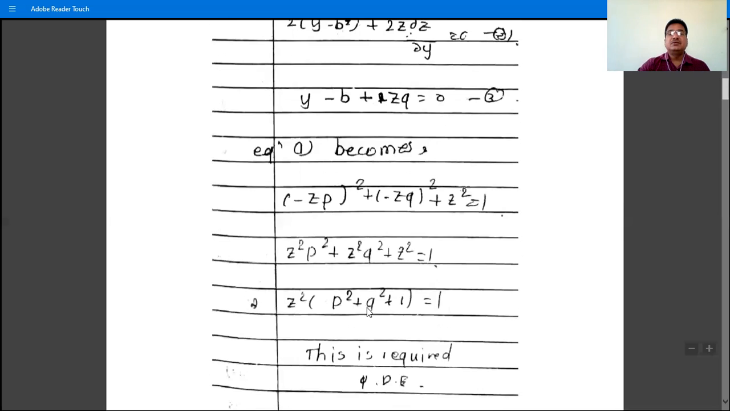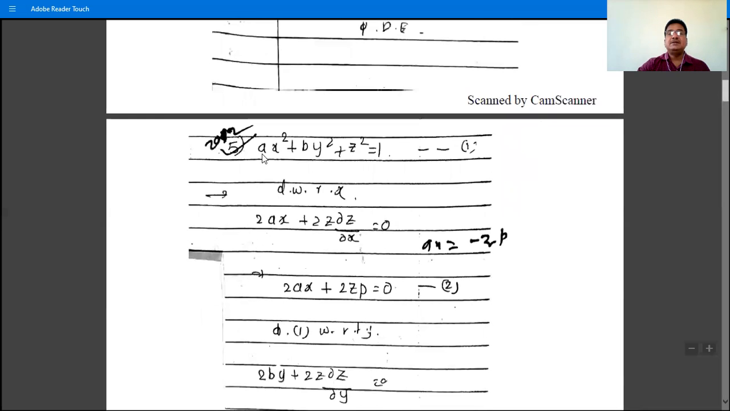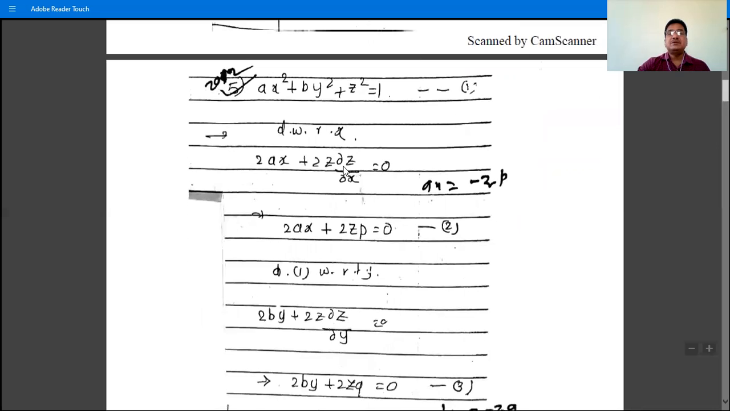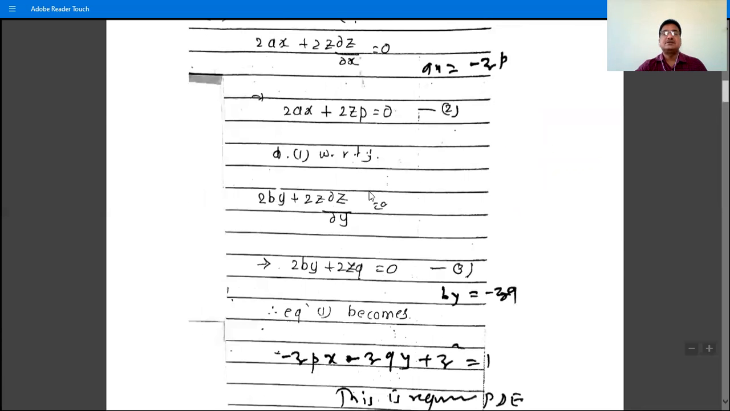Okay. So next problem is ax square plus by square plus z square is equal to 1. So differentiate with respect to x. So twice ax plus twice the derivative of by square with respect to x is 0. The derivative of z square is 2z ∂z/∂x is equal to 0. Cancel 2 throughout, and then we have ax is equal to minus zp, since ∂z/∂x is p. So this is equation number 2.